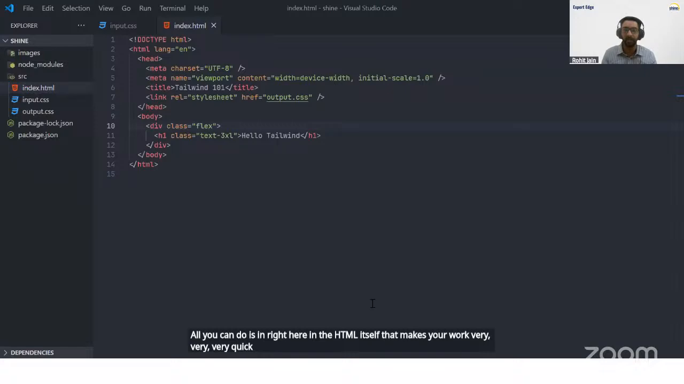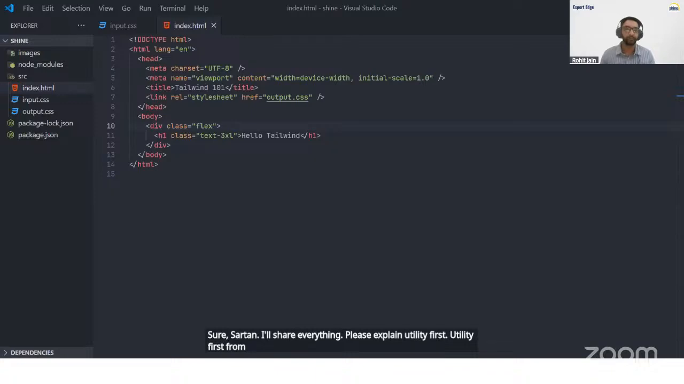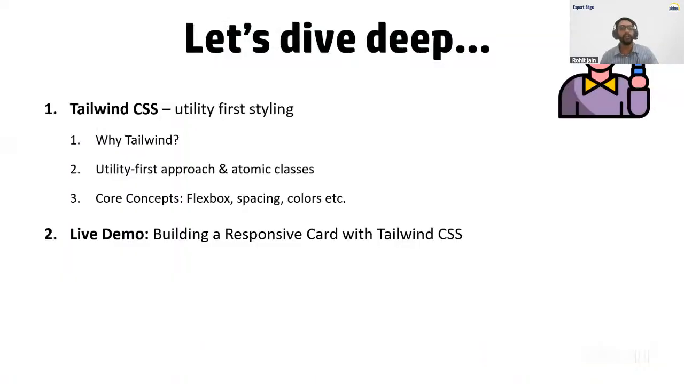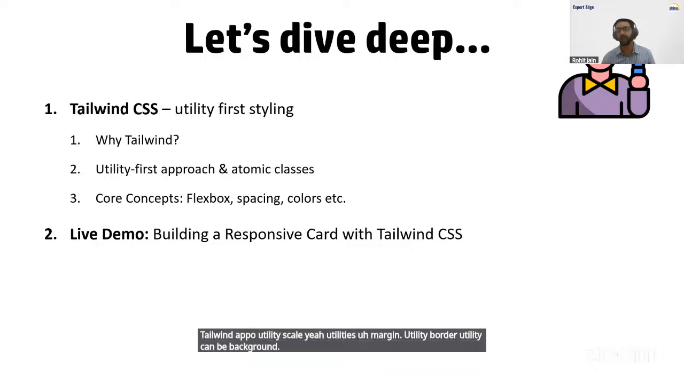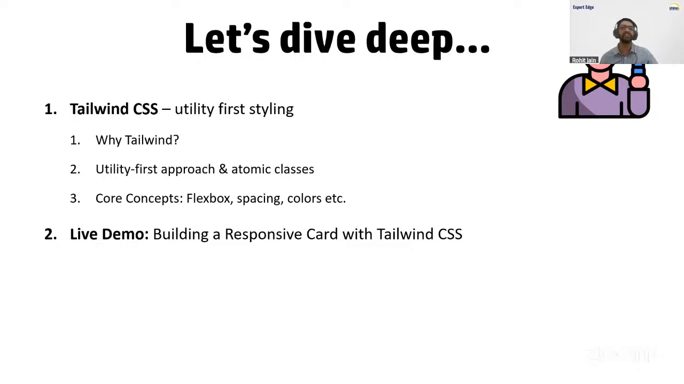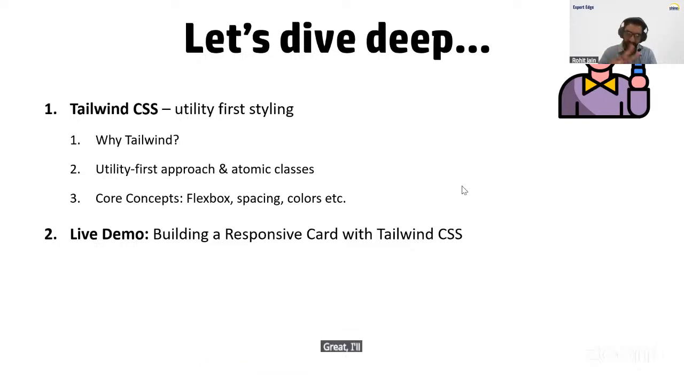Sure, Sarthak, I'll share everything. Please explain utility first. Utility first means, Suraj, Tailwind gives you utilities. Utility can be margin, padding, border, background color. So Tailwind provides classes to help you apply such utilities in your project. I hope I'm clearing myself. Rohit, I'll get to that. Installing Tailwind in React is a part of this session as well. Just wait and watch.